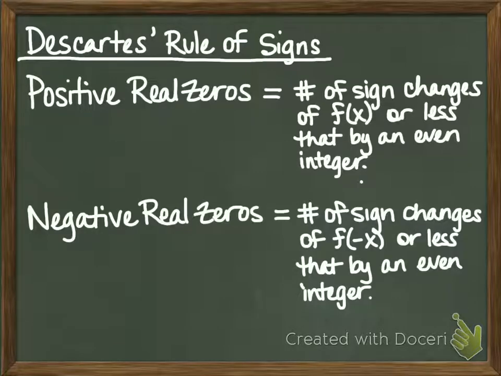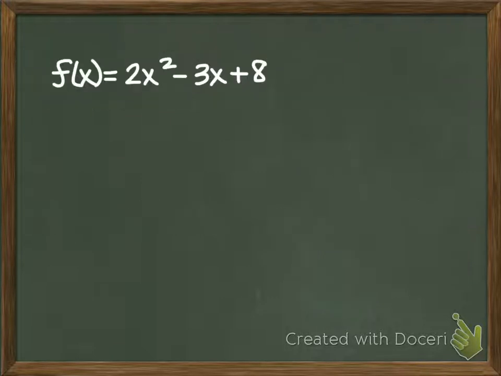For the negative zeros, you have to change the function to f of negative x, then count the number of sign changes, and it's the same rule. It's that number of sign changes or less than that by an even integer. So let's look at an example using Descartes' rule of signs.